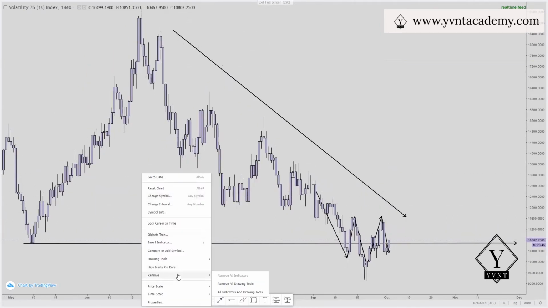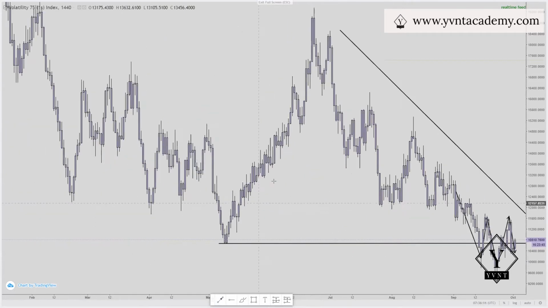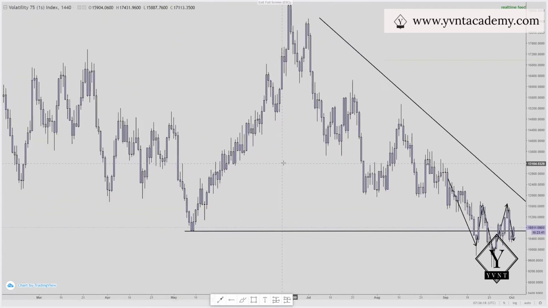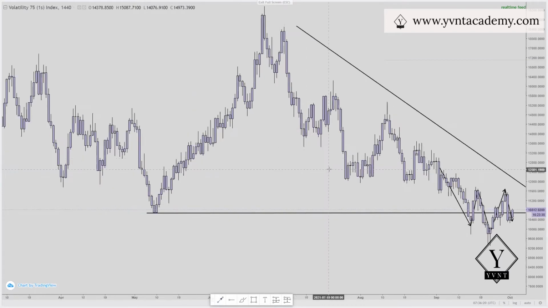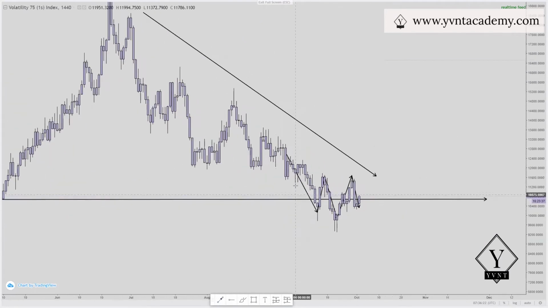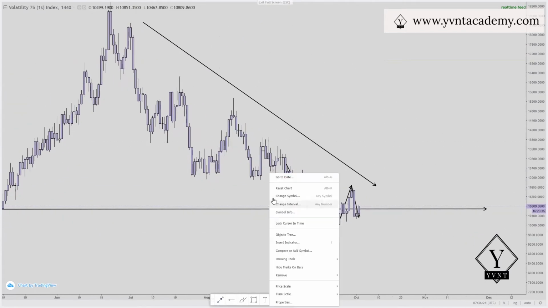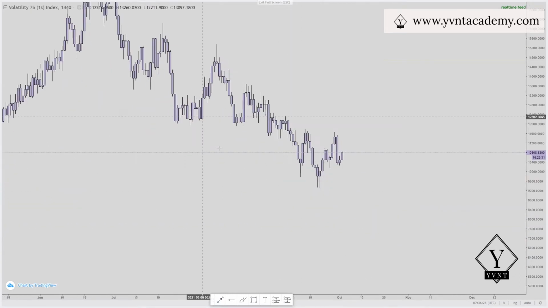Let me just remove my drawings. We just use this shortcut. I don't like this binary trading view. I can't even select everything. Okay, let me just remove everything. Remove all drawings. Let's go.